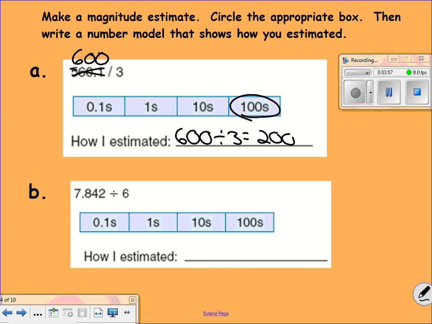Let's do the next one. 7 and 842 thousandths divided by 6. I'm going to take this number right here and change it into a 6. 6 divided by 6 is how I estimate it. That equals 1. So my answer is in the ones.